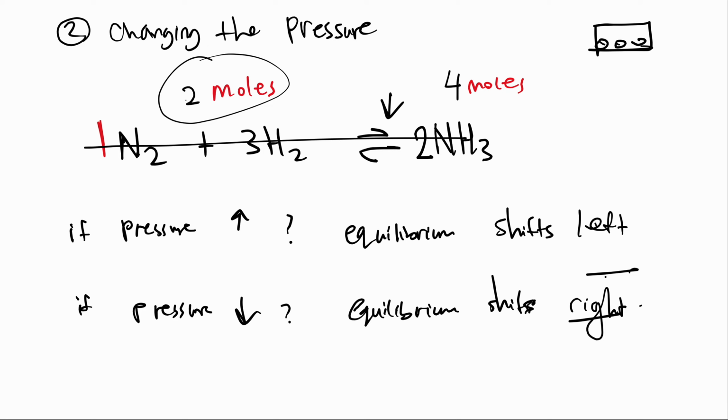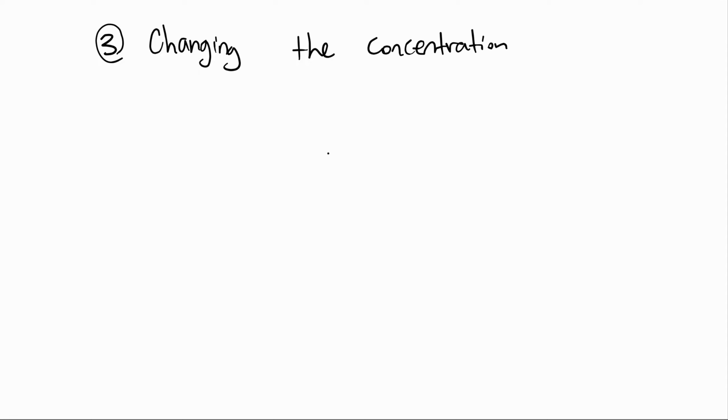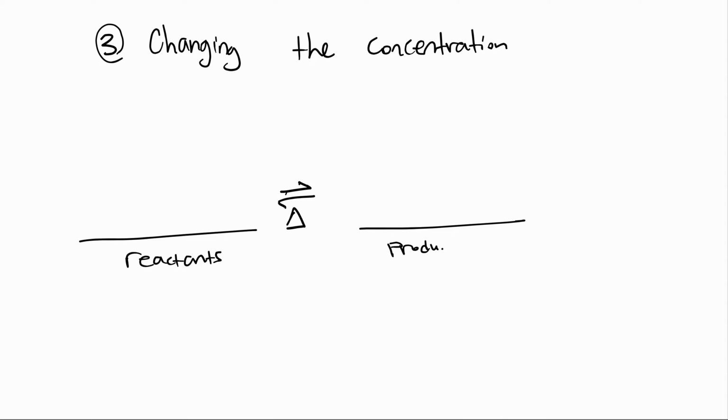You just need to kind of use common sense and think this through. The last bit is the easiest of the 3, changing the concentration. This bit is just basically, just imagine a scale. And you have a scale of your reversible reaction. And you have your reactants on one side, and your products on your other side.